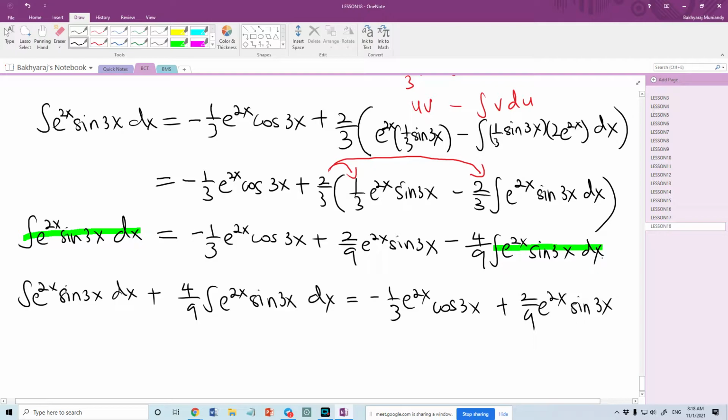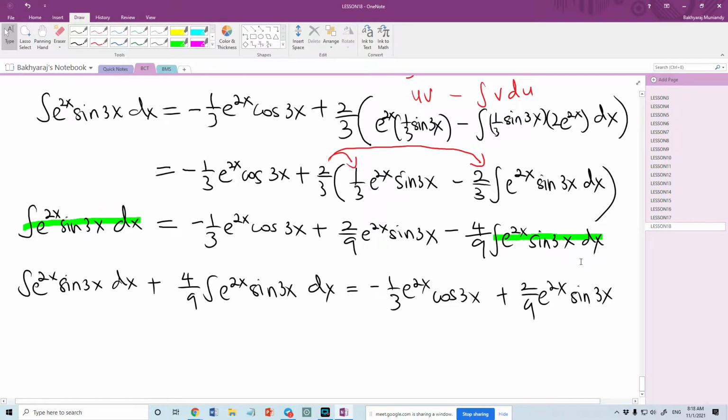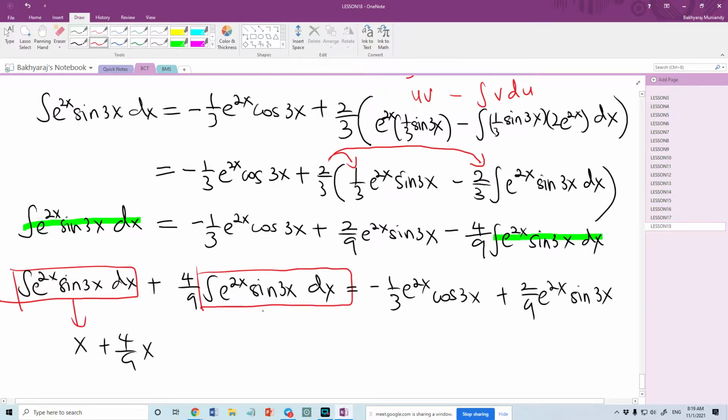Okay, so now what I'm going to do is add these two terms. You see, these two terms are the same. This one I consider as x, and this one is 4 over 9 x. I change it to x. Ini pun x juga, sebab benda yang sama. So ini ialah 1 plus 4 over 9, you get what? 1 plus 4 over 9, we get what? I think we'll get 13 over 9, is it?